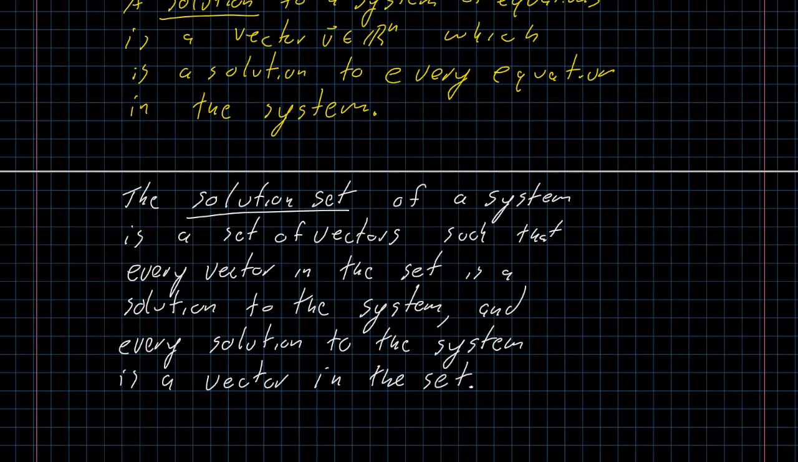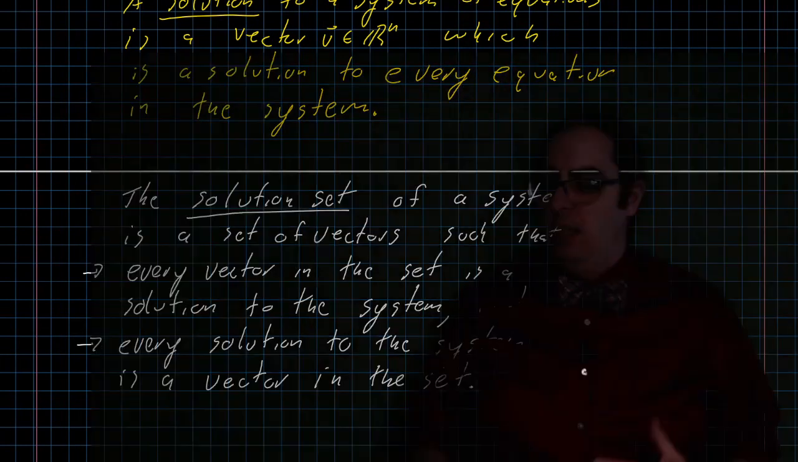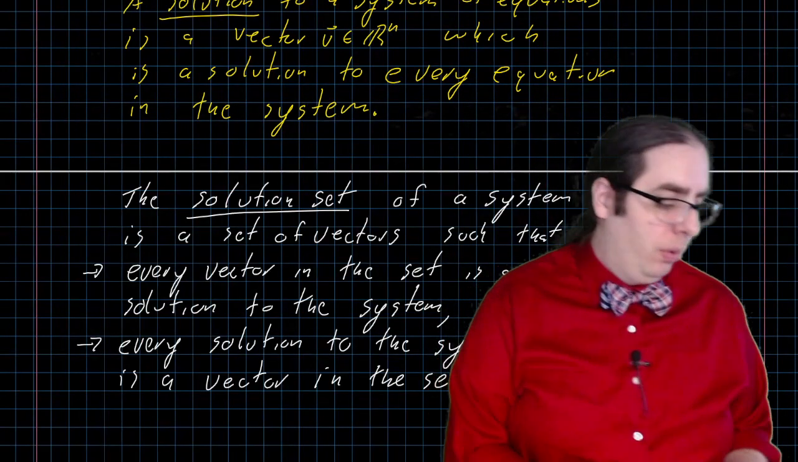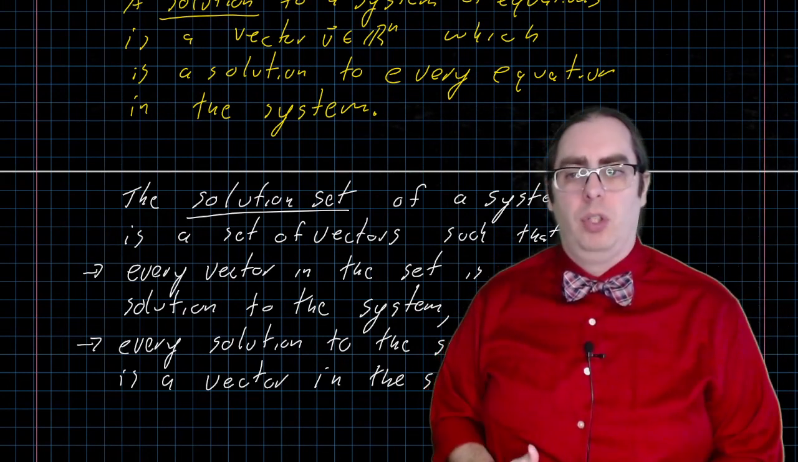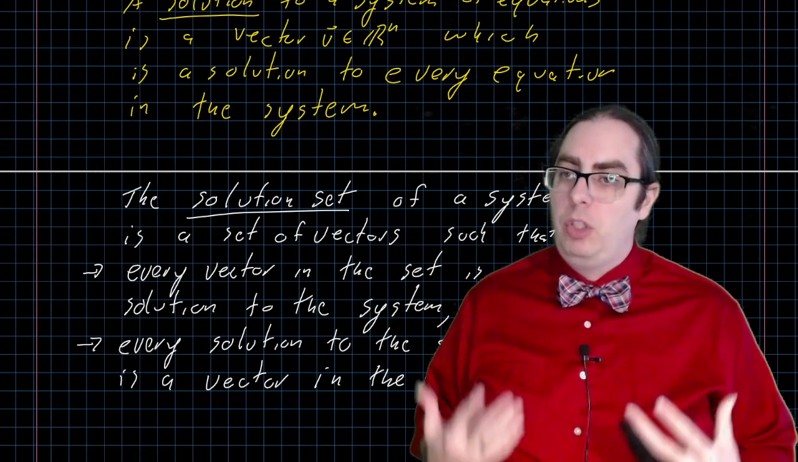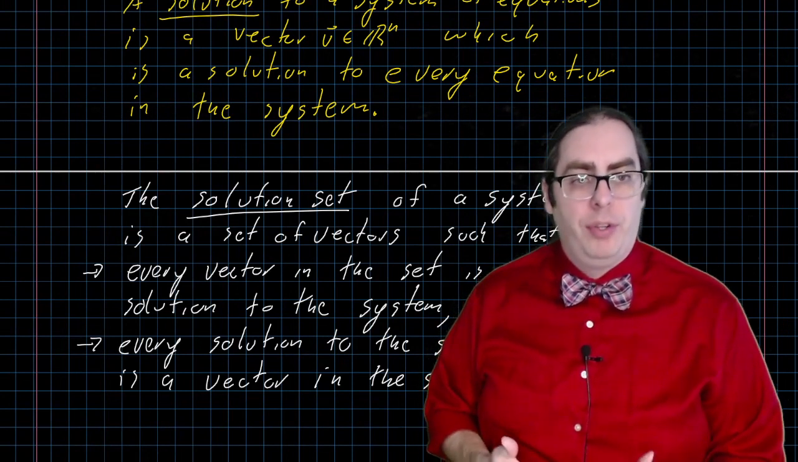The solution set of a system of linear equations is a set of vectors such that, first, every vector in the set is a solution to the system. And every solution to the system is a vector in the set. Right? It seems fairly straightforward. And again, I hope that all of this vocabulary is familiar to you. But I wanted to go through it and make sure that we're all on the same page.